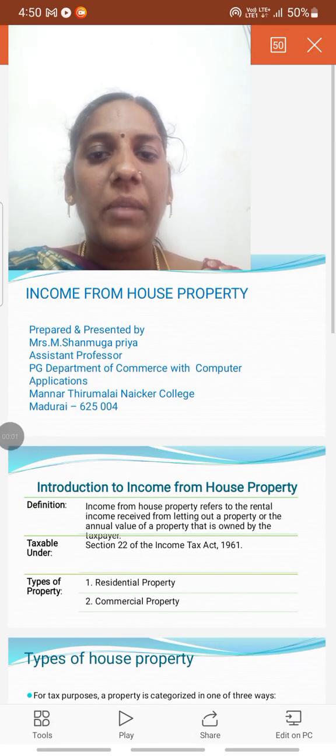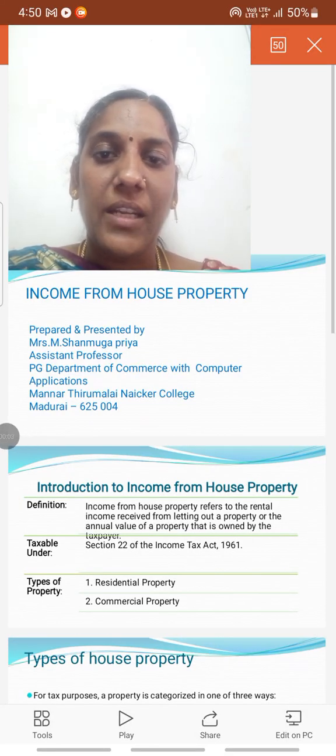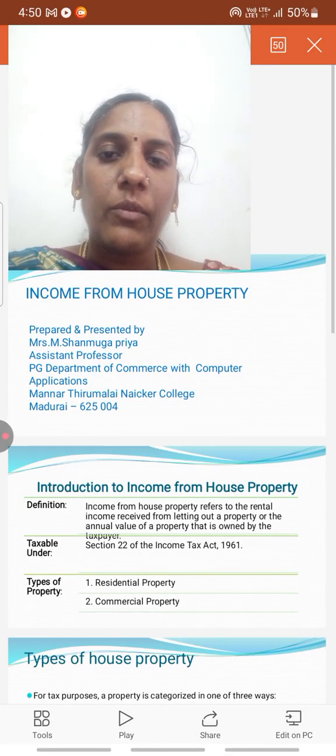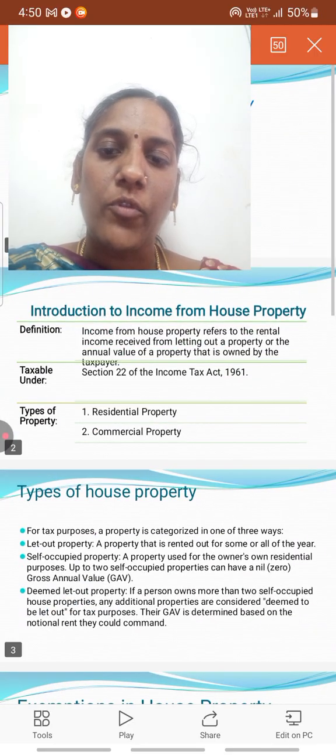Today my topic is income from house property: introduction. First of all, we are going to see the introduction of income from house property.